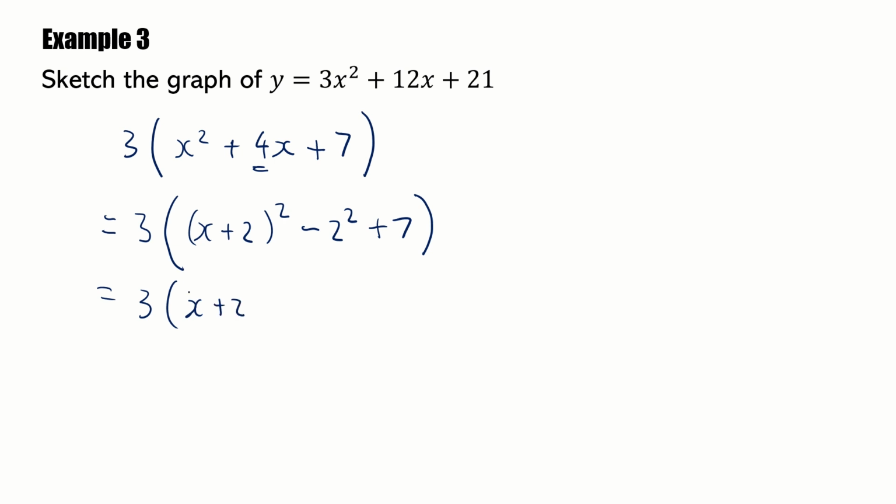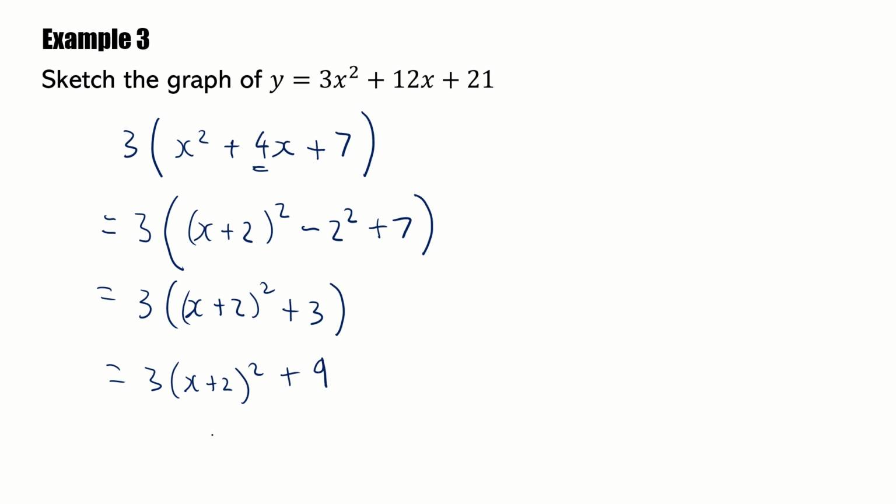Then we are going to do 7 minus 2 squared, which is plus 3. Then after that, we can then multiply out the big brackets again at the end. Basically, I'm doing that very first step I did, and that will lead to this.